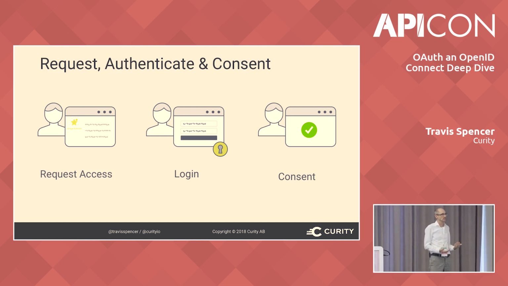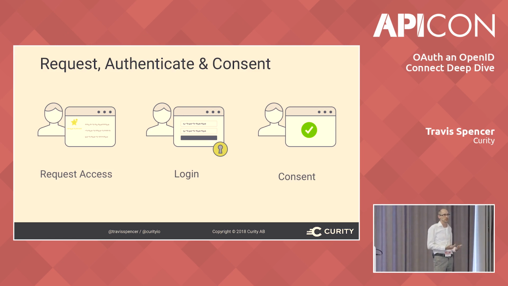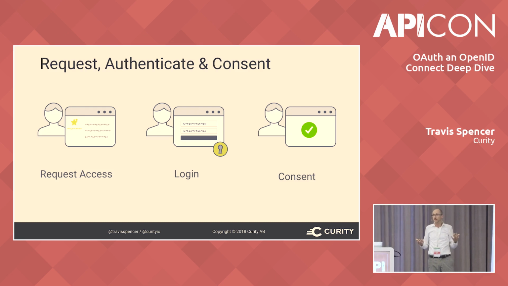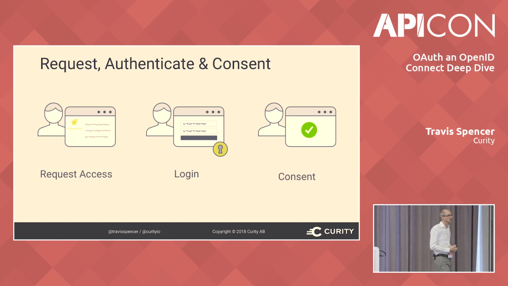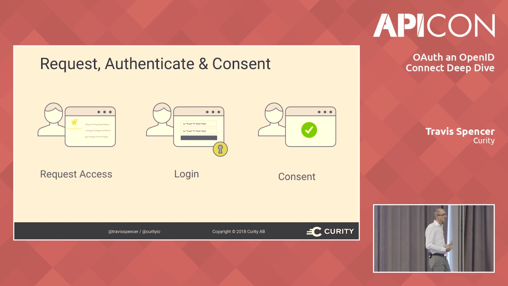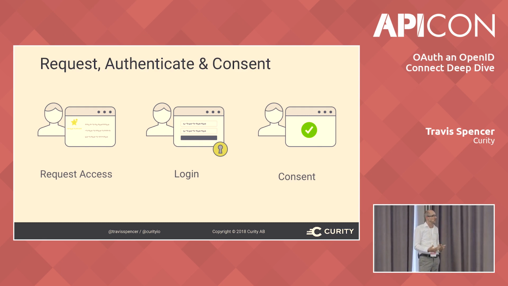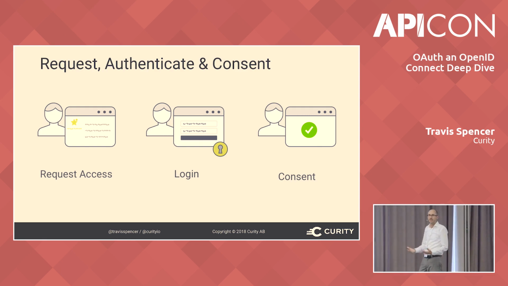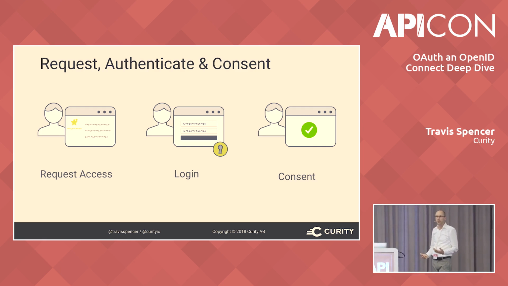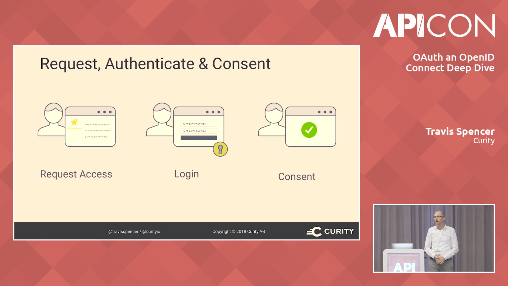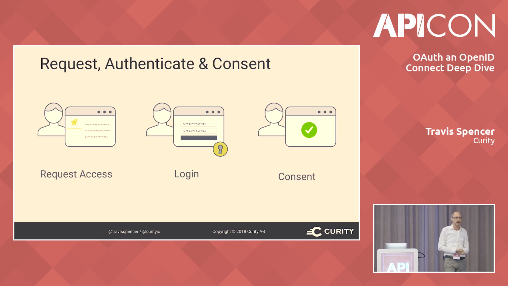So the requesting access could look like a button saying sign up or start or register, or it could happen automatically. You come to the web application and you don't have a session and you're just redirected over. So requesting access can manifest itself in different ways. Login also can manifest itself in very different ways. You could log in with the username and password. You could log in with an eID of some kind. You could log in with a Kerberos ticket that you don't even see. How you authenticate is completely out of scope for OAuth.